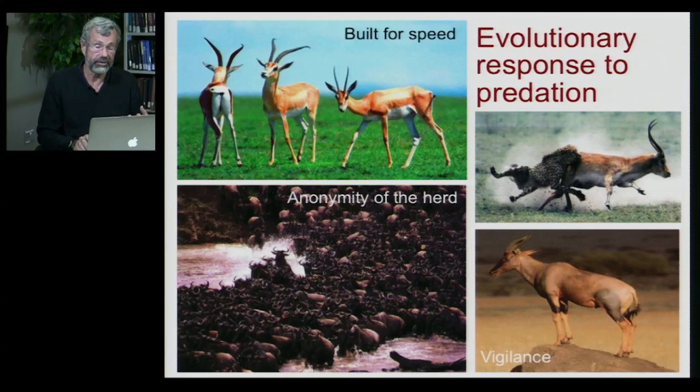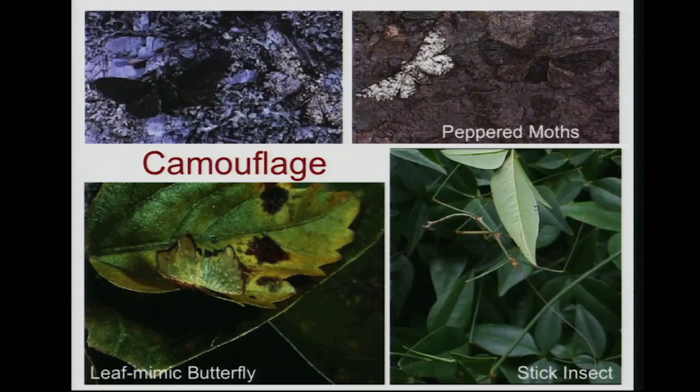It also influences behavior in ways I didn't discuss before, in that prey species are often really paranoid. They're always looking out for the risk of a predator sneaking up on them, so they show an extraordinary amount of vigilance.